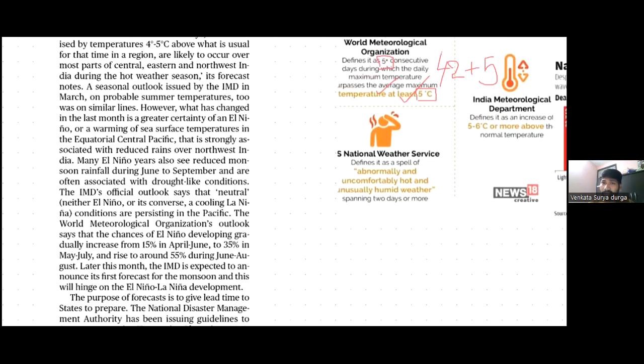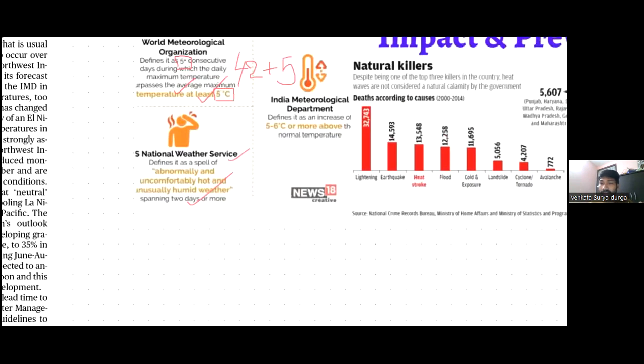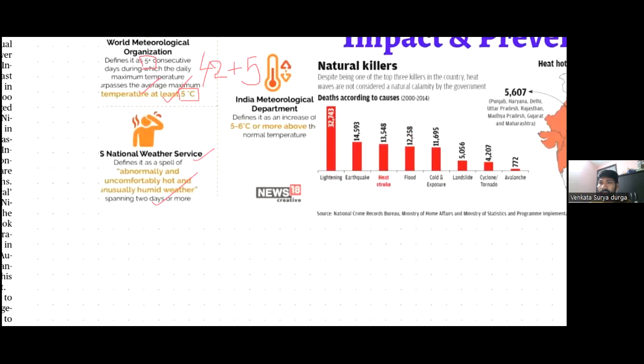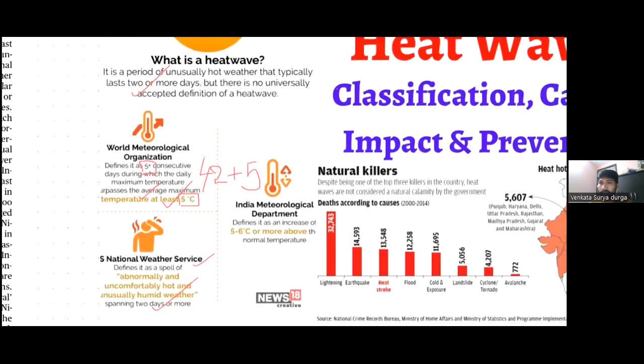And the National Weather Service also defines heat wave. It defines it as a spell of abnormally and uncomfortably hot and unusually humid weather spanning 2 or more days. Please remember the definition of the heat wave, because in the UPSC mains examination, if you write such definitions when you answer a question on heat wave, the answer would look more attractive.